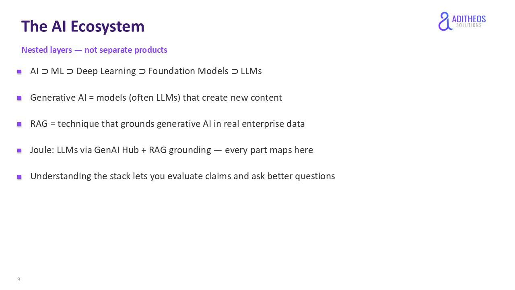Generative AI refers to models, often LLMs, that create new content, and RAG, Retrieval Augmented Generation, is a technique layered on top of generative AI that grounds outputs in real current business data. When you hear that SAP Joule is powered by LLMs via the Generative AI Hub with RAG grounding, every part of that sentence maps to one of these layers. Understanding the stack means you can evaluate those claims, spot the gaps, and ask the questions that matter.